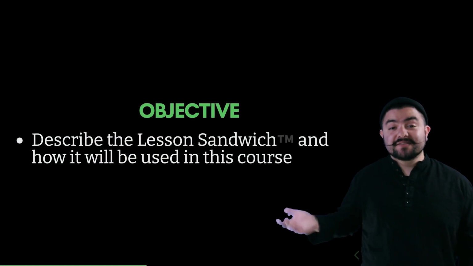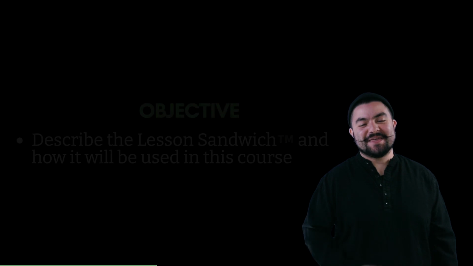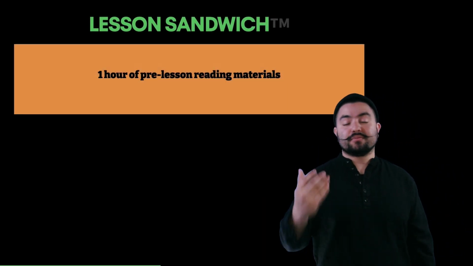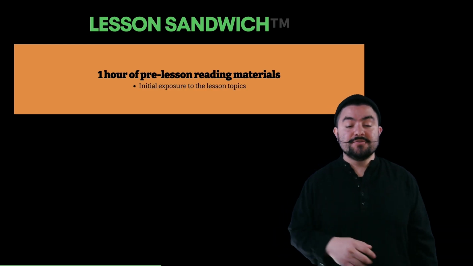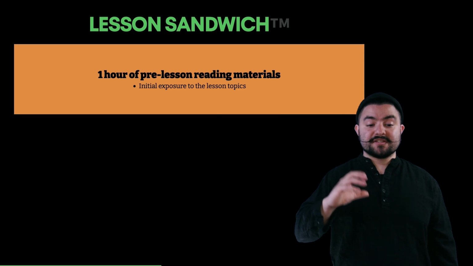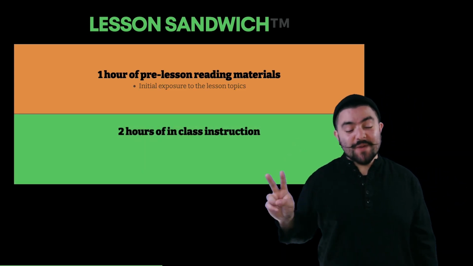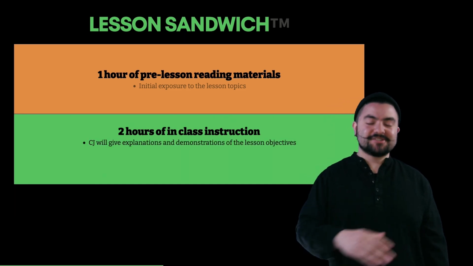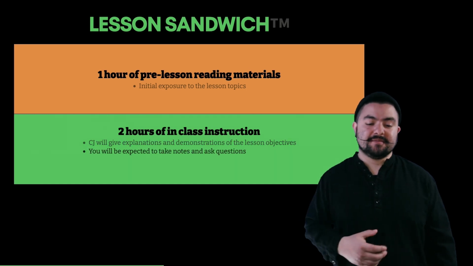Now let's talk about how these lessons are going to run and talk about what I call the lesson sandwich and what that means for this course. So essentially, before every lesson, you're going to get 1 hour of pre-lesson reading materials. And so this is going to be your initial exposure to these lesson topics. So that way you can start to learn about it before the actual lesson. And then you have 2 hours of in-class instruction. So this is where I'm going to give explanations, demonstrations, code samples, and everything needed to meet the lesson objectives.